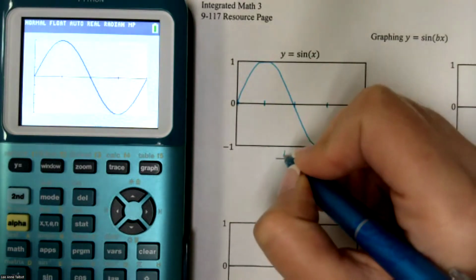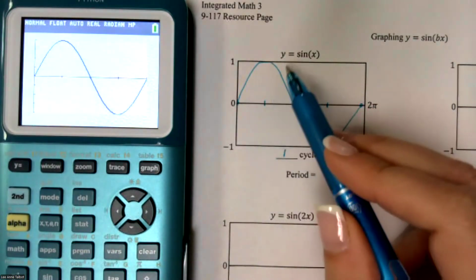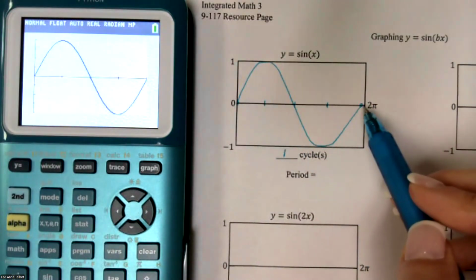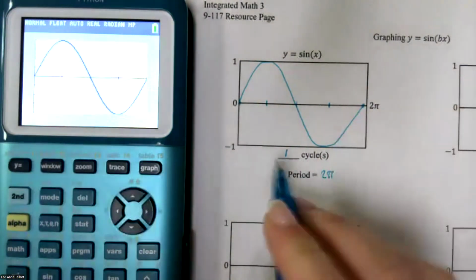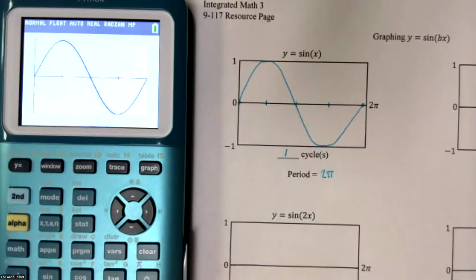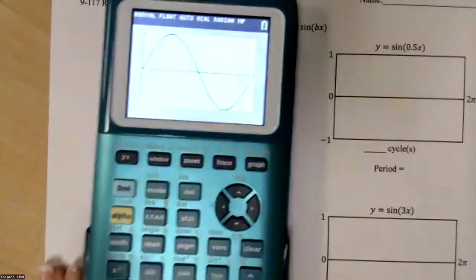Okay, now this is one cycle of the wave. So it went up, middle, down, middle. And the period is 2 pi. That means it took 2 pi to complete one cycle. Okay, are you guys with me so far? Okay.